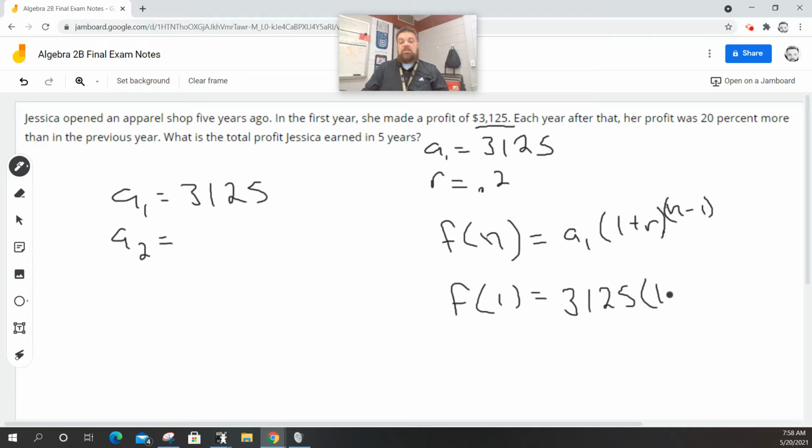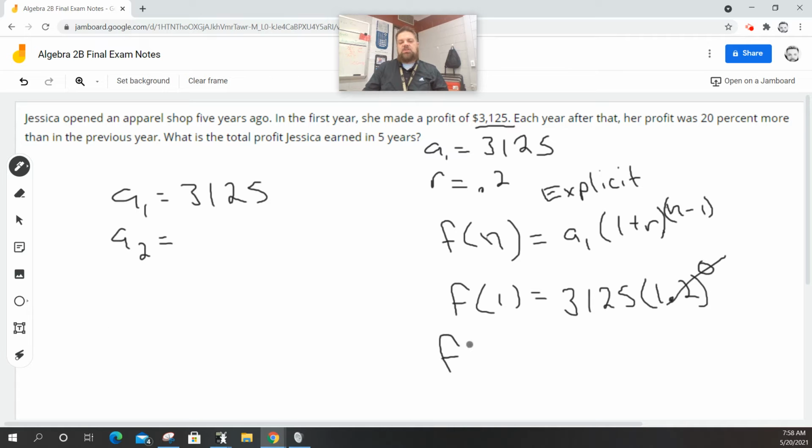3,125 times the quantity 1.2, right? Because we plug in the 0.2 for r, add that to 1, raised to the 1 minus 1, which is 0. That means this whole thing goes to 1, and so my first term is 3,125. Basically this is the explicit form for the geometric series. What they're really asking us is what is the summation of all of these. So let me just do a couple.